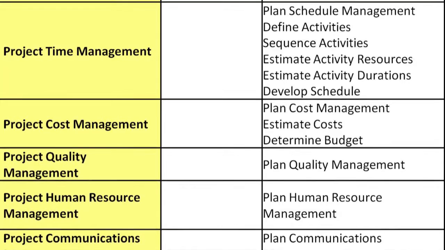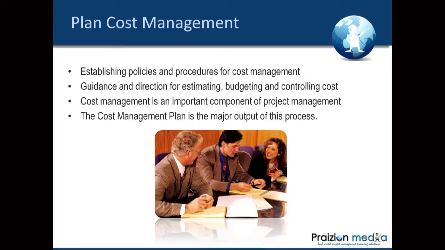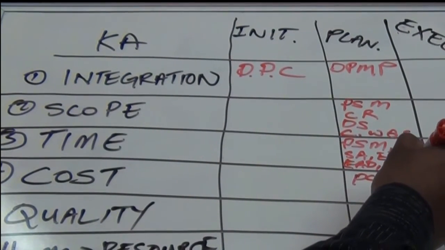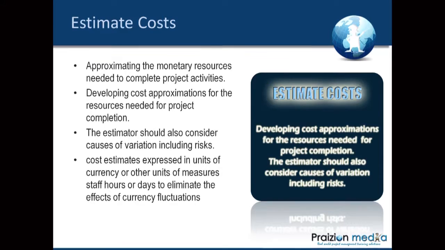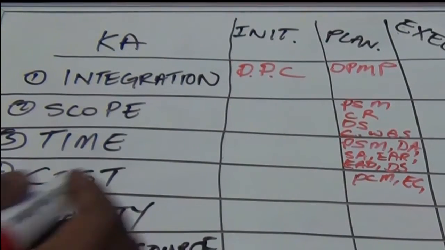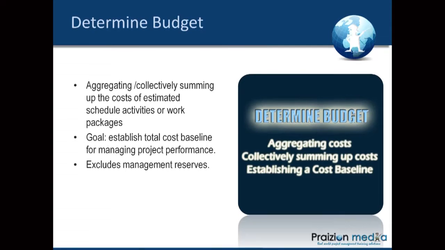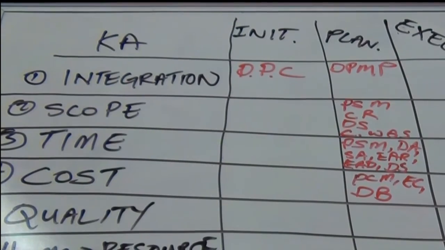Going into cost management, the first process is called plan cost management. This is where we come out with a cost management plan, a plan for how cost will be managed on the project. The next process is estimate cost, and this is where we estimate how much each activity will cost on the project. And then the next one is called determine budget. And that means we're going to roll up all of the different activity cost estimates into a final total to understand how much is needed for the whole project. We call that determine budget.